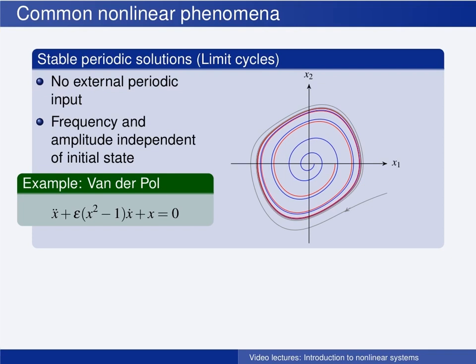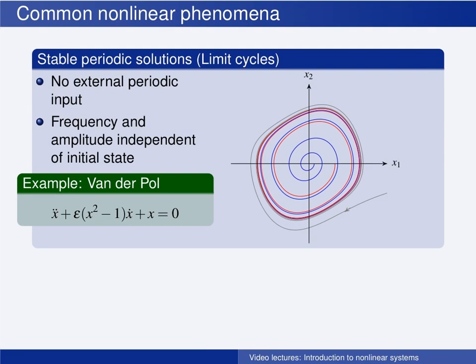It describes a circuit with a resistance, an inductor, and a capacitor, where the resistance element is nonlinear. An intuitive description of why this circuit produces stable oscillation is that, depending on the value of x, the sign of the resistor coefficient here changes. When x is larger than 1, the sign of the coefficient is positive, because what's inside this bracket here is positive.